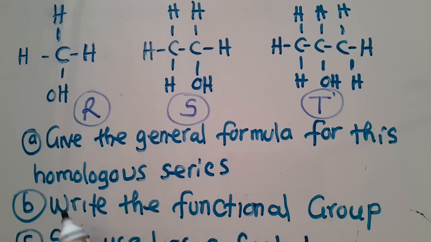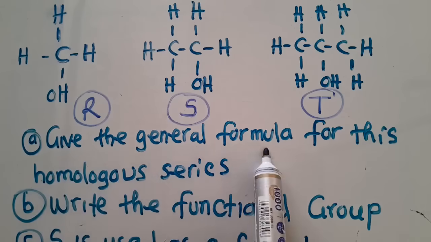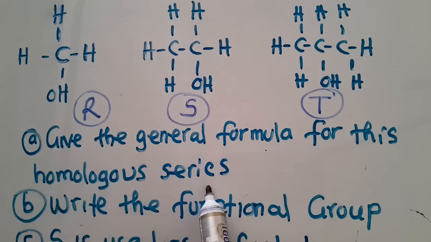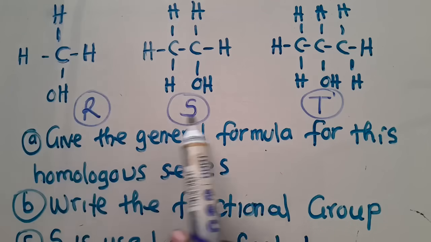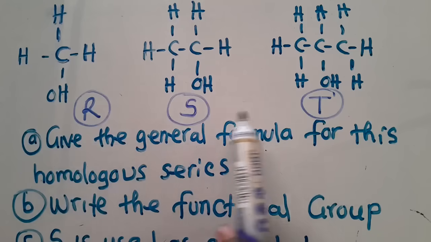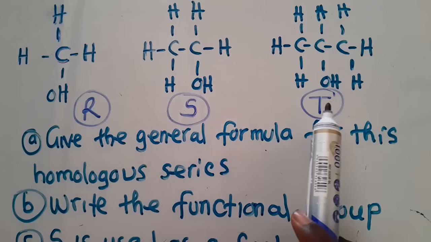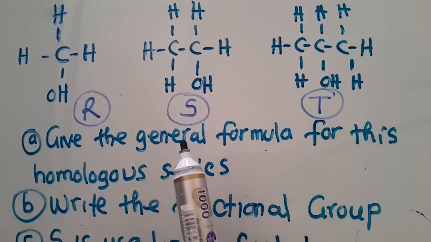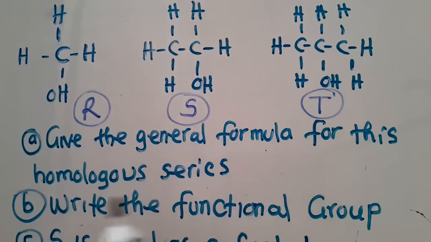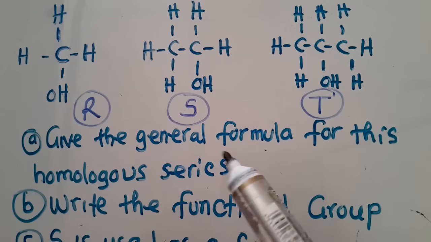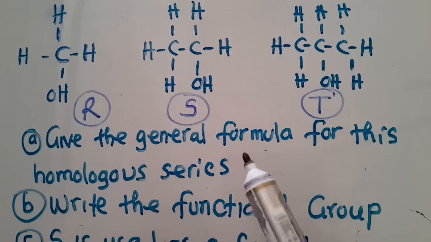The question is saying, give the general formula for this homologous series. Whenever you see such a question, we are talking about a homologous series. All these compounds come from one specific formula. All these are members of one family which falls under the homologous series. What is the general formula for this homologous series?